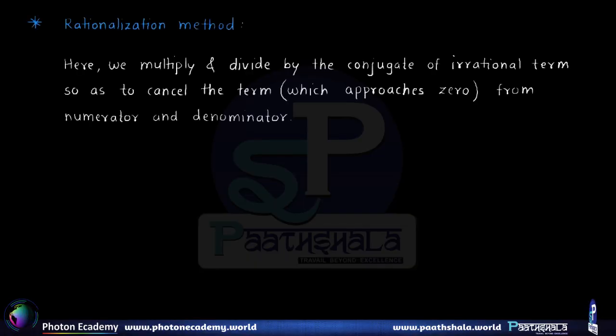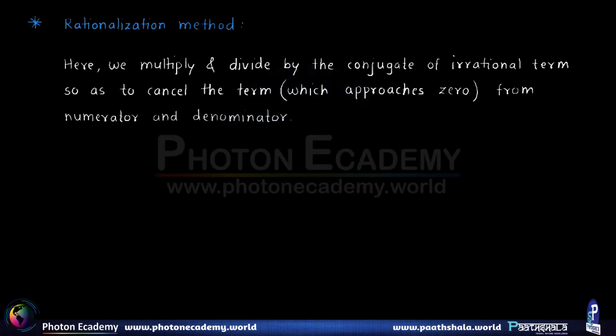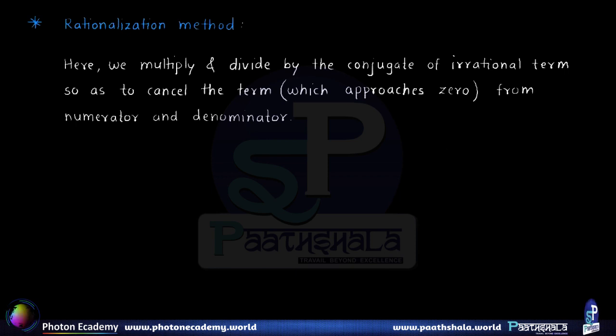Now let us see the next method to evaluate the limits, which is the rationalization method. Here we multiply and divide by the conjugate of the irrational term so as to cancel that term which approaches 0 from numerator and denominator. So basically here also the limit is to be found of a function such that if we try to evaluate it directly, then we would get 0 upon 0 form.